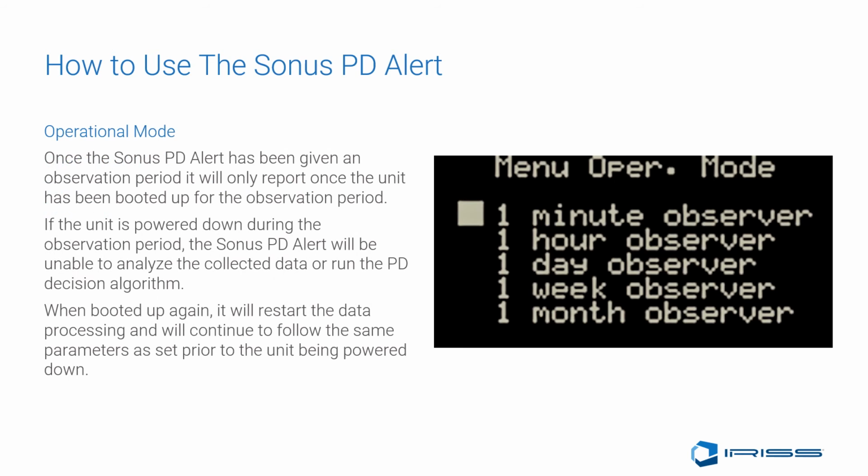Once the Sonus PD Alert has been given an observation period, it will only report once the unit has been booted up for the observation period set. If the unit is powered down during the observation period, the Sonus PD Alert will be unable to analyze the collected data or run the PD decision algorithm. When booted up again, it will restart the data processing and will continue to follow the same parameters as set prior to the unit being powered down.